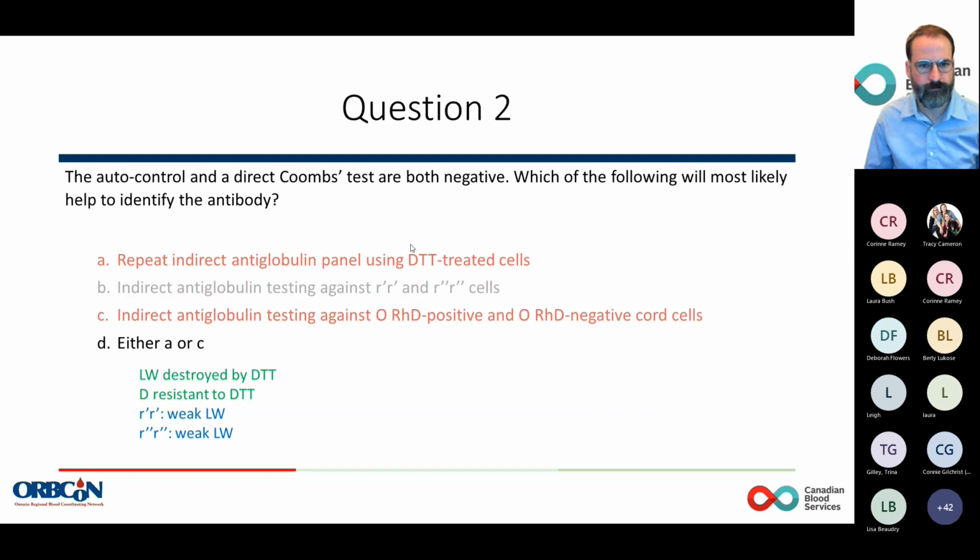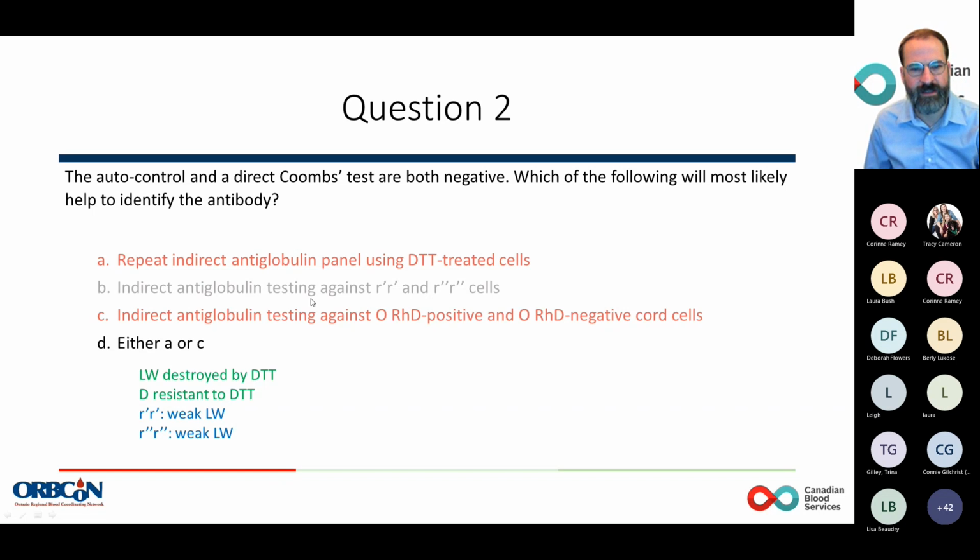So when we combine that with the possible responses for question 2, you can see that DTT treating would be helpful because that would allow us to distinguish LW from D specificity. And similarly for option C, the cord cells, if they're reactive with D positive cord cells but not D negative cells, that would fit with D reactivity, and reactivity with both RHD positive and negative cord cells would fit with LW specificity. So those two would both help us to differentiate the two.